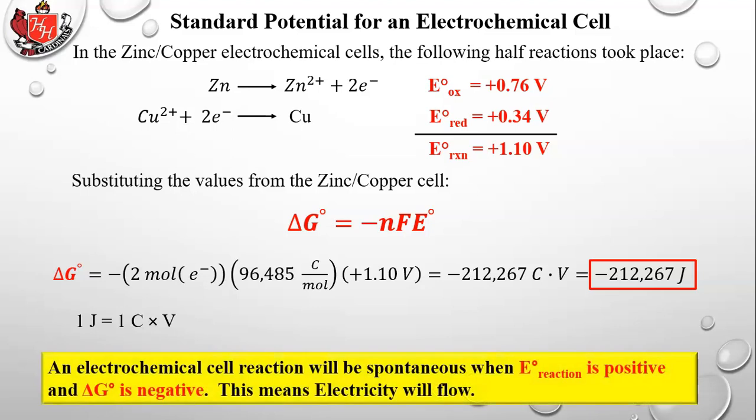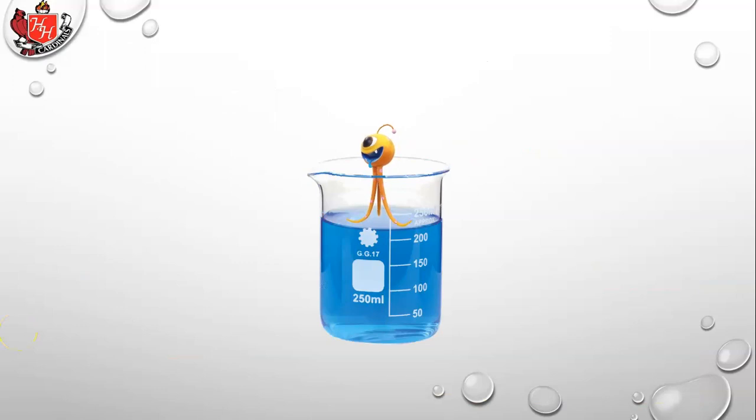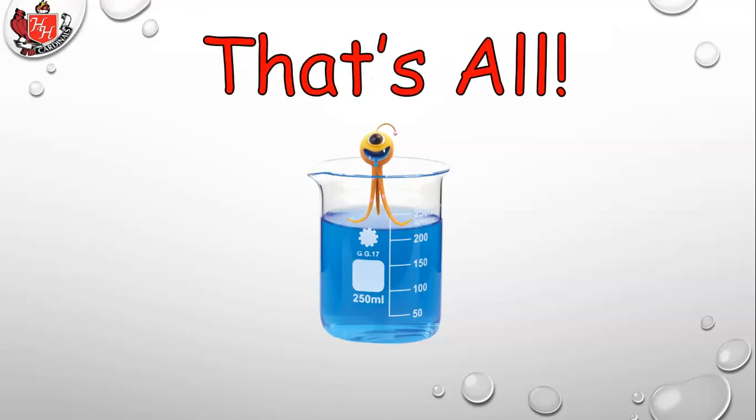So an electrochemical cell reaction will be spontaneous when the standard potential of the reaction is positive, and the standard delta G is negative. Okay? Reactions are spontaneous when the free energy, delta G, is negative. This means that electricity will flow. Okay, and that takes care of our lesson on electromotive force and standard potentials of reaction.